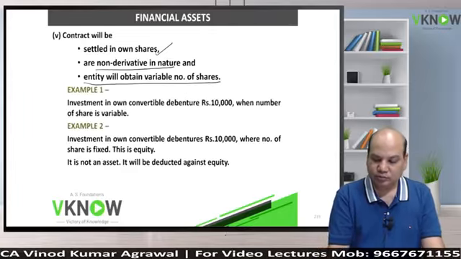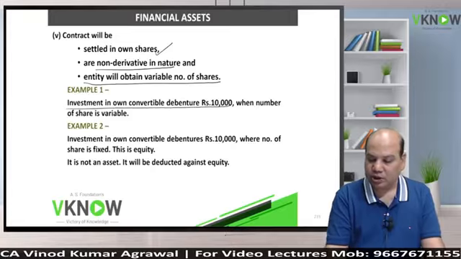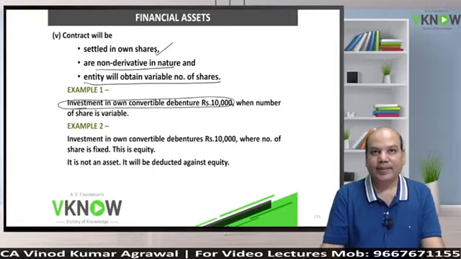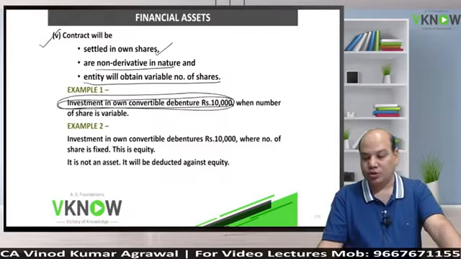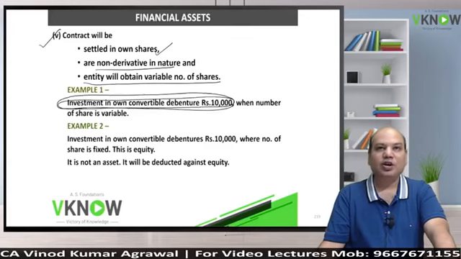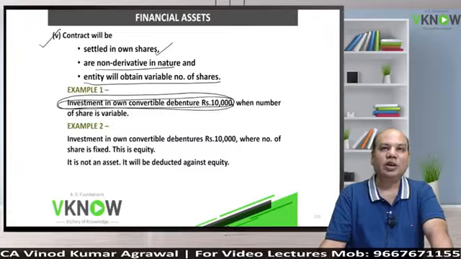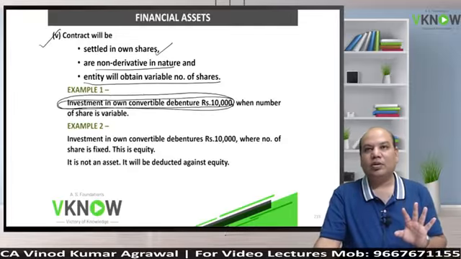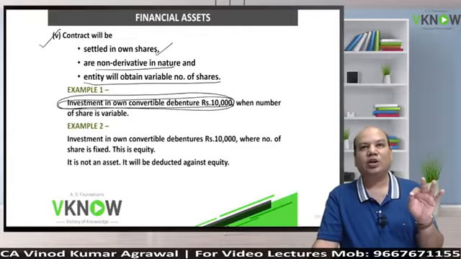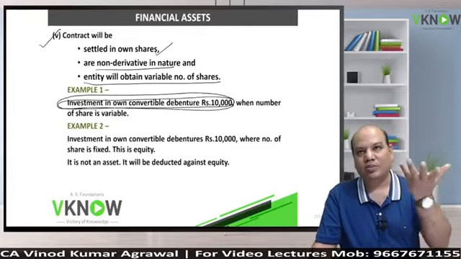Example: investment in own convertible debenture of rupees 10,000. An example of this element number 5: a company has invested in its own convertible debenture of rupees 10,000, and suppose the number of shares is variable. The contract is designed in such a manner that the number of shares is variable. I'll explain again. Some companies issue convertible debentures and the terms of the convertible debenture may require the company to issue a variable number of its shares.